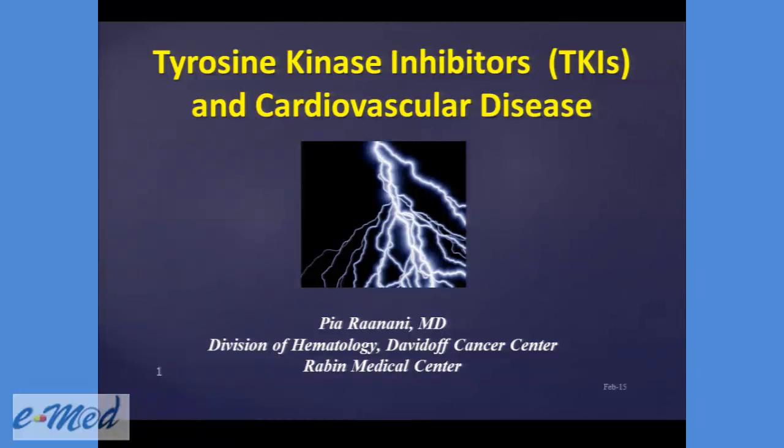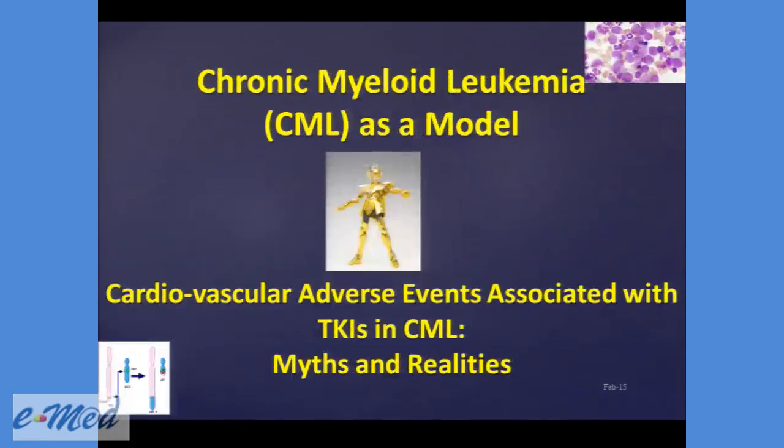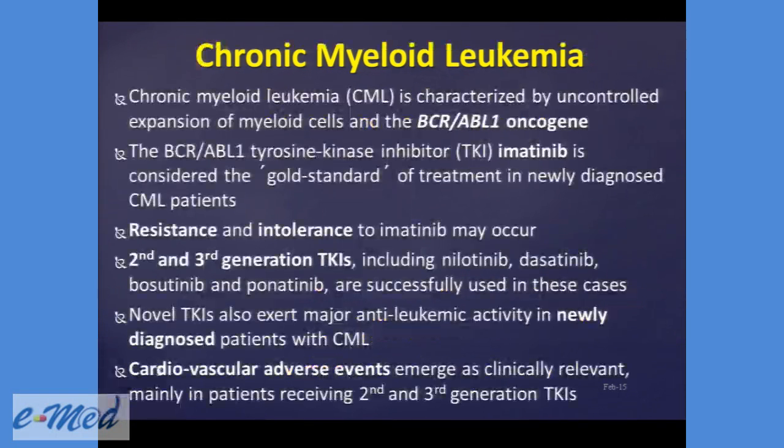So good morning again and welcome to my talk on tyrosine kinase inhibitors and cardiovascular disease. In my talk, I will use CML, chronic myeloid leukemia, as a model, and I will refer to the various TKIs used in CML and will try to focus on the true and evidence-based cardiovascular adverse events of the different TKIs. For those in the audience who are not familiar with CML, who are not hematologists, I would like to give a brief update on CML and TKIs.